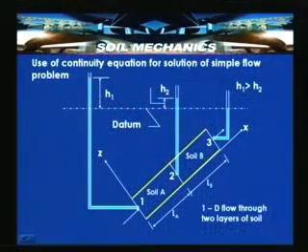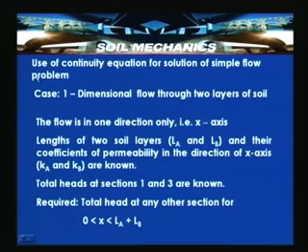So, this is one-dimensional flow through 2 layers of soil, and after deducing an expression for 2 layers of soil, we can easily apply it to one-dimensional flow through a single layer of soil. H1 is greater than H2, which needs to be noted, because naturally when the flow is taking place the head loss will occur, so H2 will be less than H1. So, we use the continuity equation for the solution of simple flow problems: one-dimensional flow through two layers of soil.